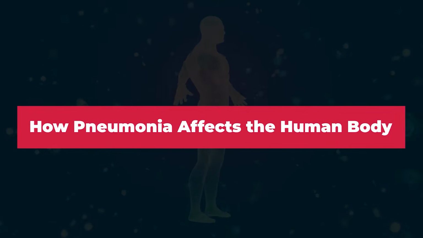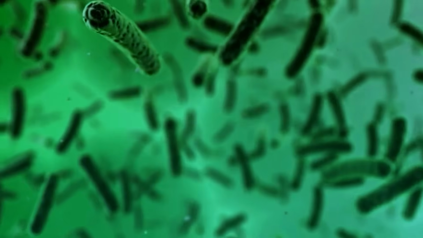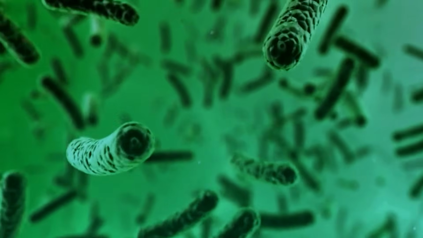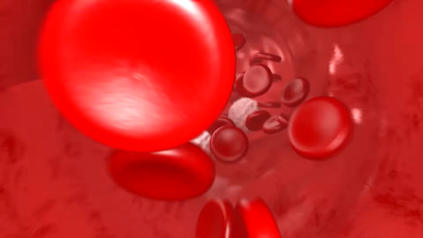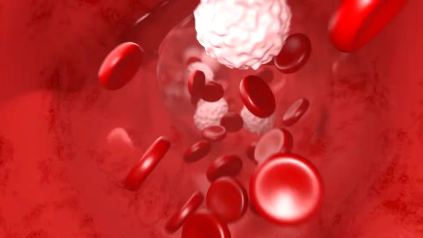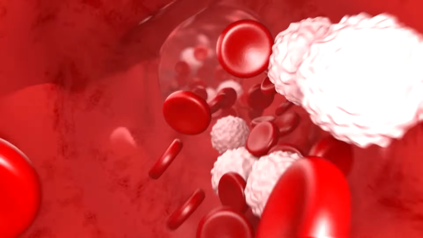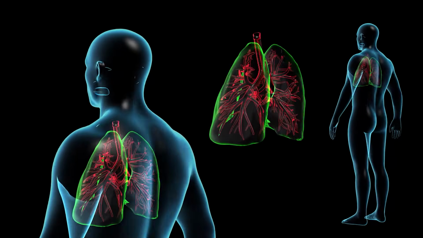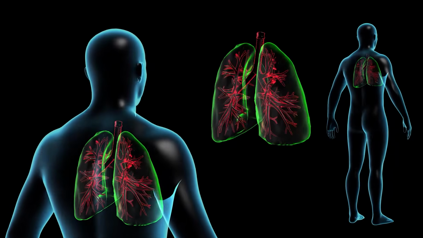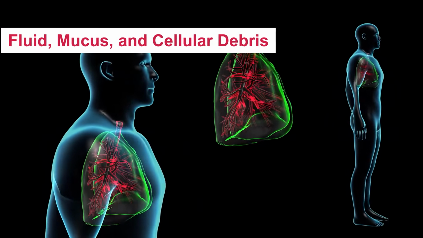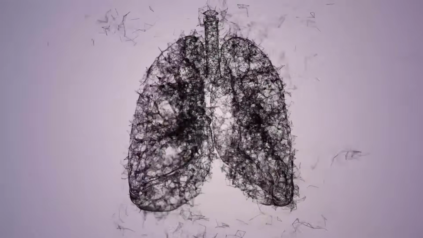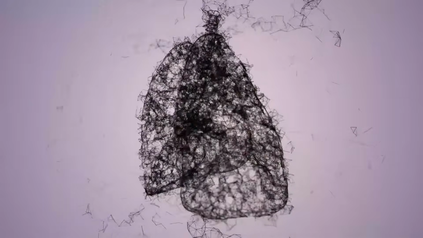How pneumonia affects the human body. When germs enter the lungs, the body attempts to defend itself by activating the immune system. Large numbers of white blood cells travel to the infected areas to fight the invading organisms. While this immune reaction is necessary, it also triggers inflammation. The air sacs become swollen and filled with fluid, mucus, and cellular debris, which narrows the space available for air to move through. Because of this inflammation, oxygen absorption decreases sharply.